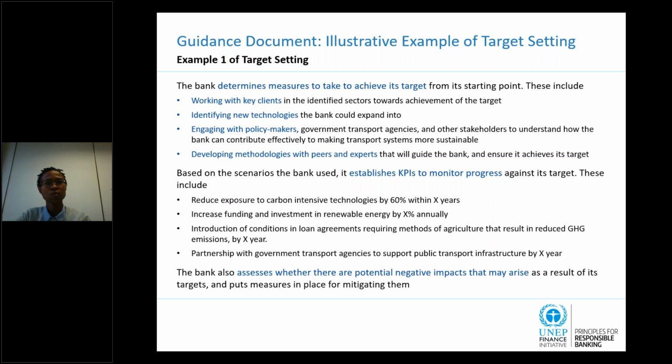The bank can also assess whether there are potential negative impacts that may arise as a result of these targets and put measures in place for mitigating them. This is something that we stressed before, and it's also very important to bear in mind, because you might be investing in new technologies, and at the same time you might be leading to people losing their jobs because they are working in old technology. So that is something that a bank will have to take into consideration. How do you deal with both the negative and the positive impacts of your activities? Let's move to the next slide.